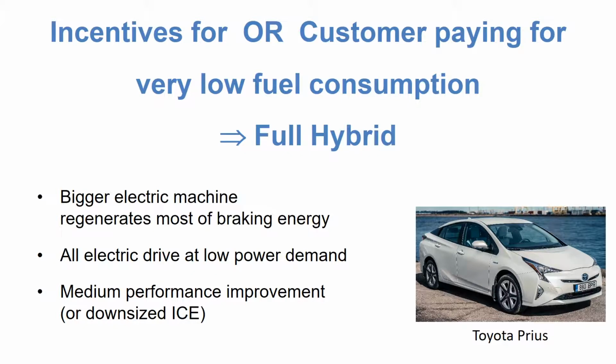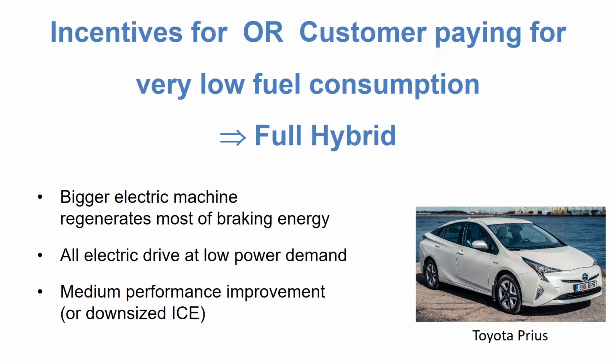If there are stronger incentives for reducing the fuel consumption below what the standards stipulate, or if the customer wants to pay extra for the lower fuel consumption, a full hybrid is the next hybridization step. Compared to the mild hybrid, it has a bigger electric machine, sized to be able to recuperate almost all braking energy. The powertrain is also built in a way that the electric machine can propel the vehicle by itself when the power demand is low. Of course, this gives the opportunity to sometimes switch off the combustion engine while driving.